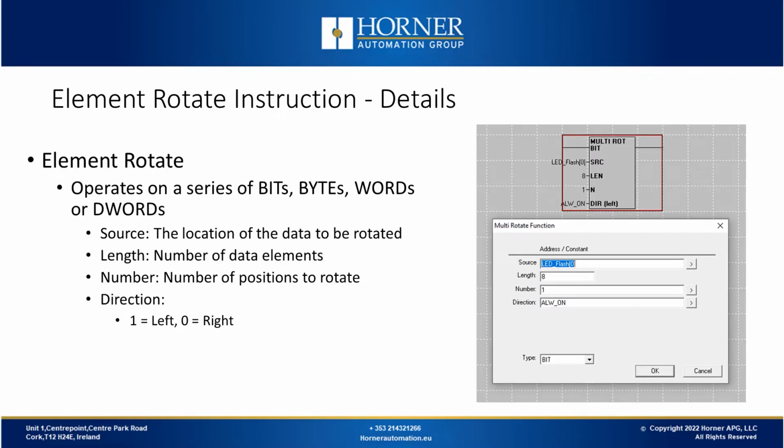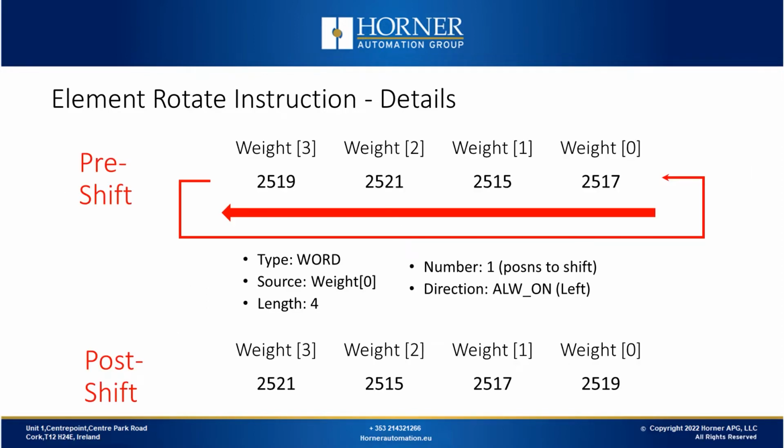We also have element rotate, which can be useful as well. This is completely self-contained. Just like the multi-shift, you have a source, a length, a number, and then also a direction variable that allows you with the same function block to either shift left or shift right. Here's what the element rotate instruction looks like graphically. So if we are rotating left in this case, everything moves from right to left, and the leftmost element of weight 3 gets copied around to weight 0 because of that action.